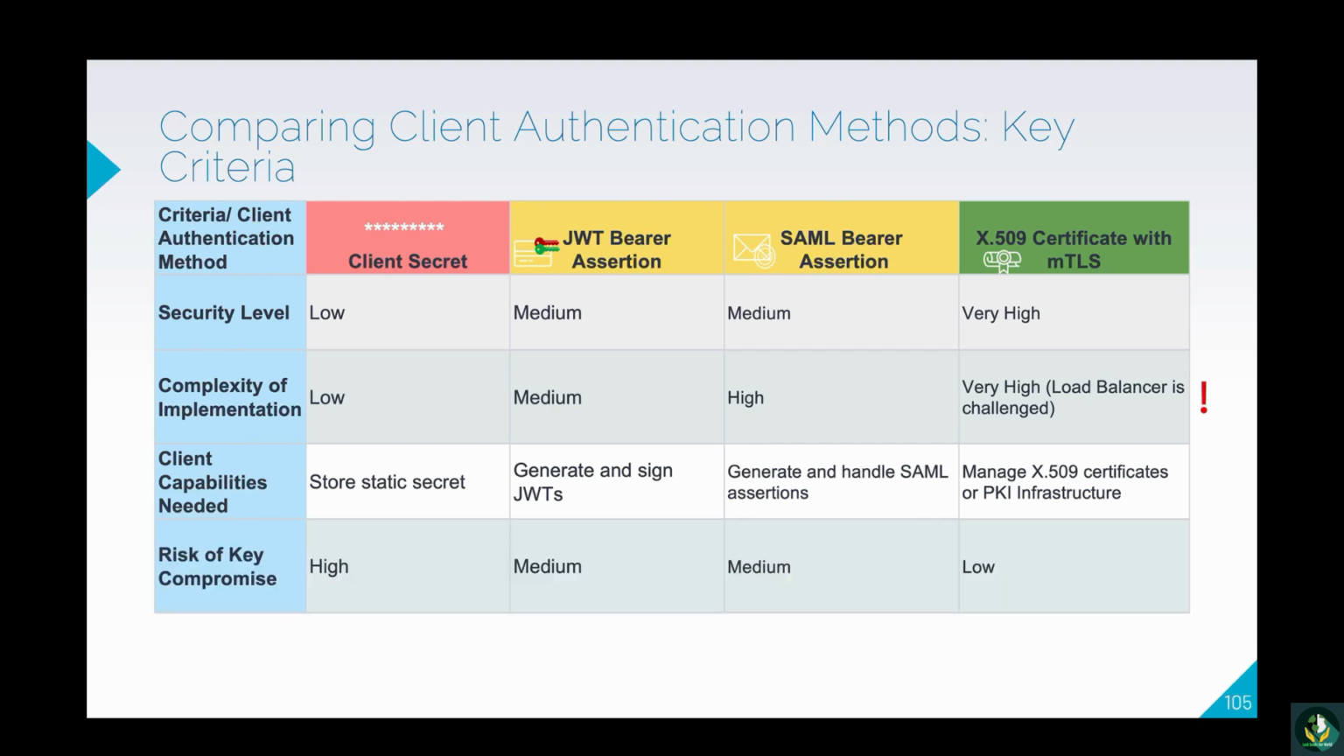Risk of key compromise. The risk is high with client secret because static secrets are prone to exposure. JWT bearer and SAML bearer assertions mitigate this to a medium level by using short-lived signed credentials. X509 certificates with MTLS minimize the risk to low, as both parties authenticate each other and certificates are harder to compromise. Finally, mutual authentication. Client secret, JWT, and SAML bearer assertions don't provide mutual authentication. X509 certificates with MTLS are unique in providing mutual authentication, ensuring that both the client and the server verify each other's identity.